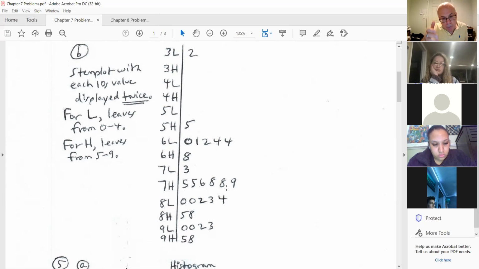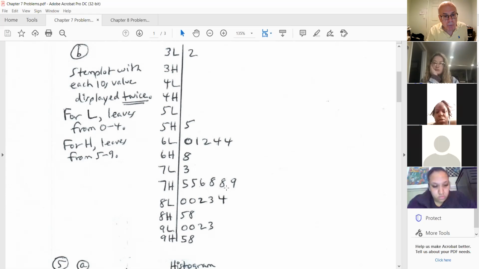So displaying it this way does help you find things like the median. Okay, any questions about that? Can you explain that, the median? I want to write that down again. The median is the middle value.